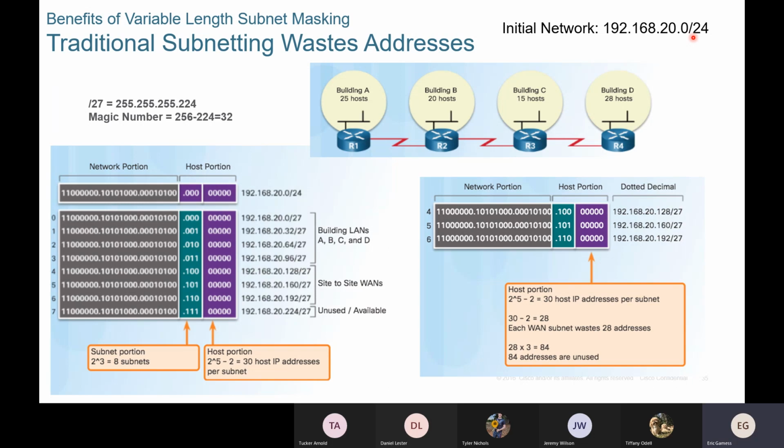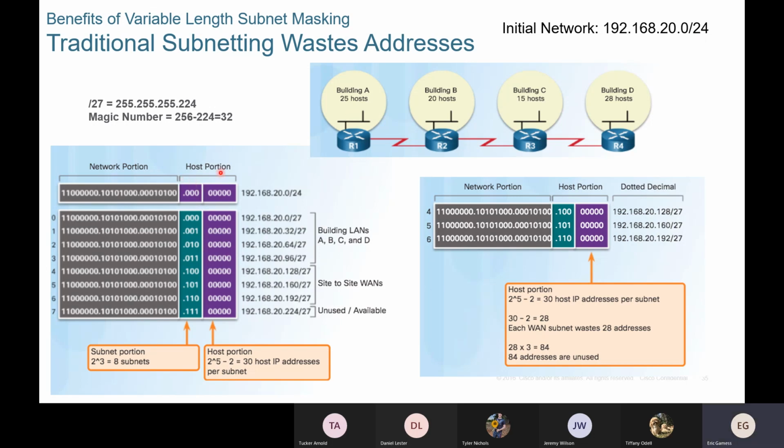So 24 plus 3 is 27. Initially, I have 24 bits. Look at here. We have the information of the original network. The original network is this one, which is 192.168.20. So all this is the network portion. And initially, we have the host portion, which is 8 bits, because it's a /24 initially.